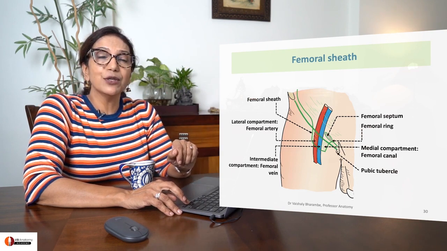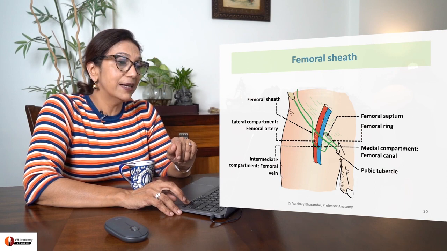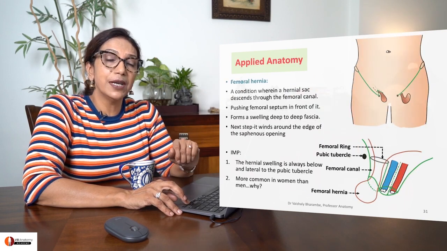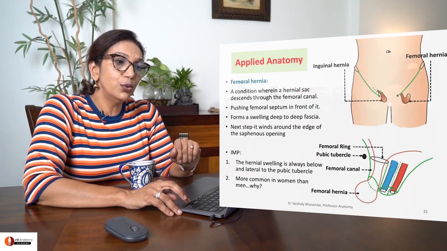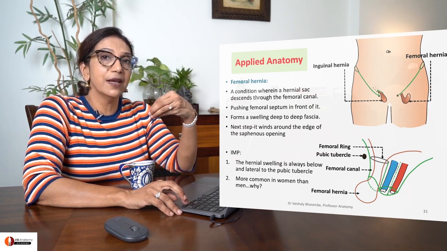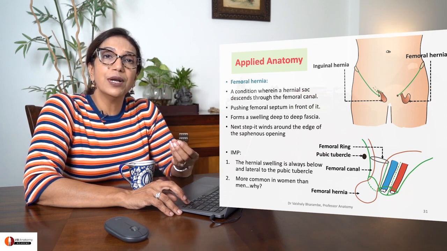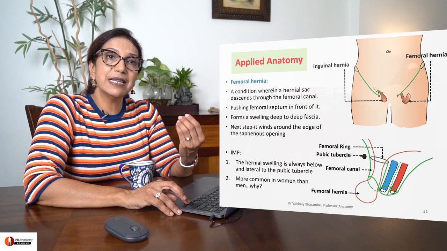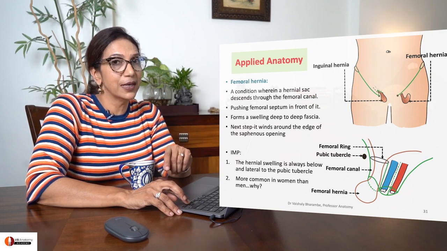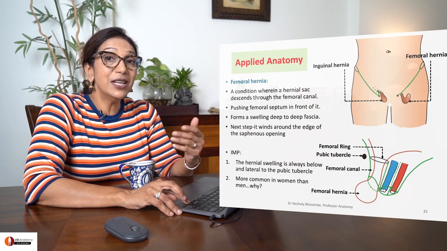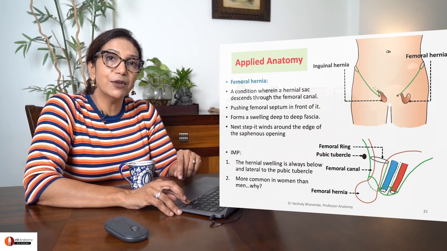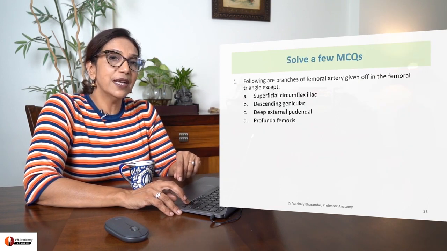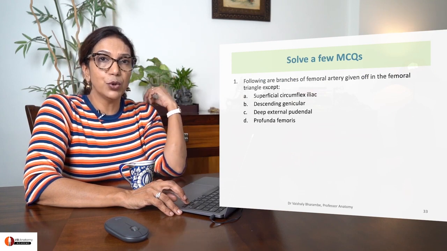The clinical relevance of all this is the fact that sometimes contents of the abdominal cavity can pass outwards through this femoral ring and canal, causing what is called a femoral hernia. There's a separate lecture put up on this, so you can cover up the details. Much of the details about this will be covered in that class. So with this, we complete the topic of femoral triangle.